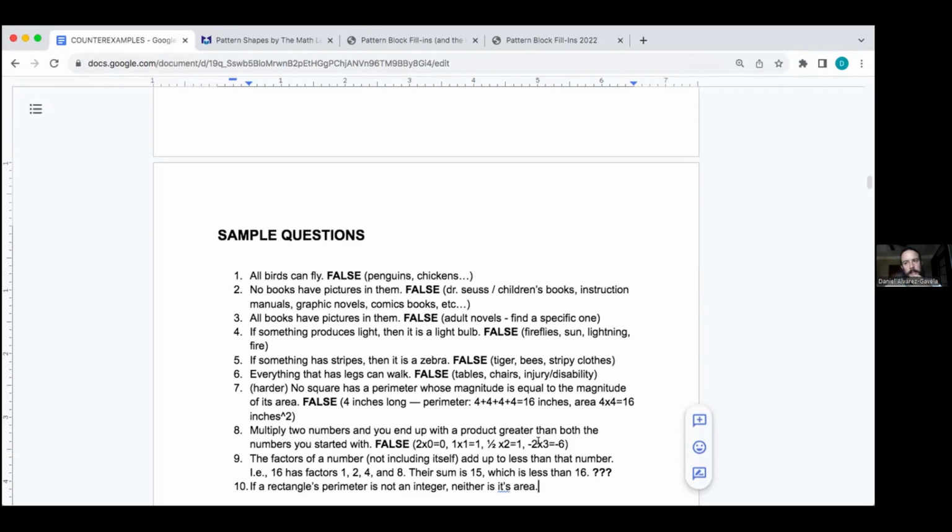What do we think? Is this statement true, or is it false? And if it's false, I need a counterexample. So that means I need a rectangle. So you need to tell me what the length of the sides is, in whatever units you want, inches, centimeters, I don't care, such that the perimeter is not an integer, but the area is an integer. That would be a counterexample. Any suggestions?